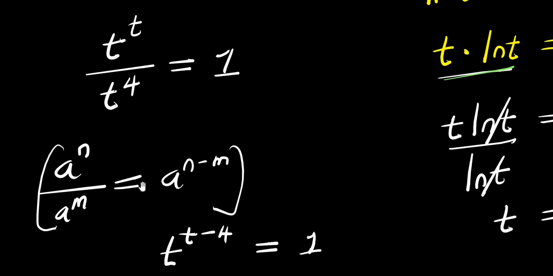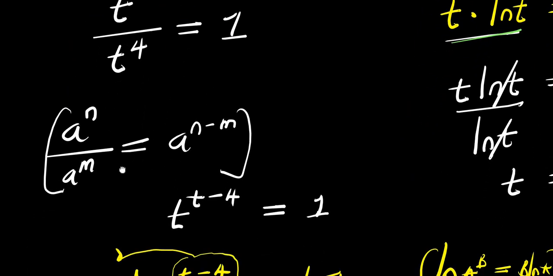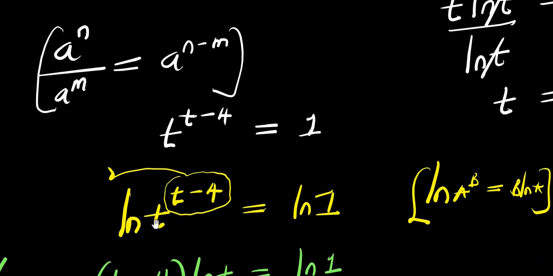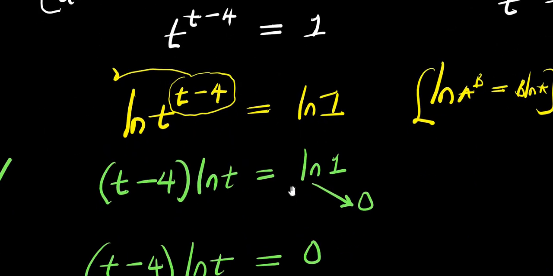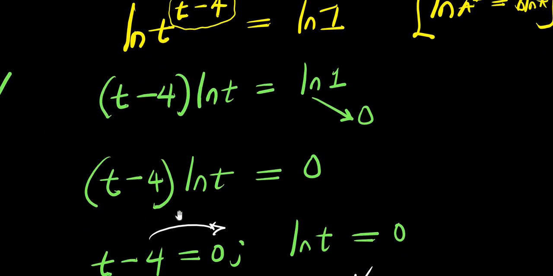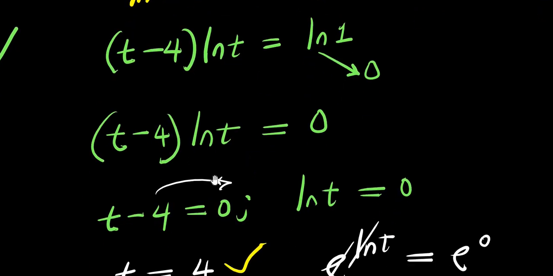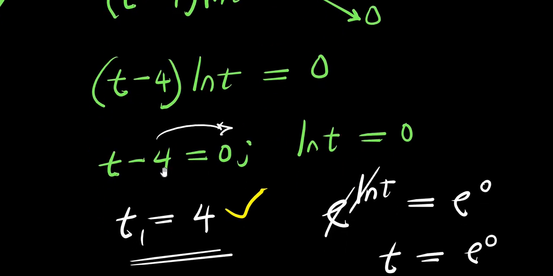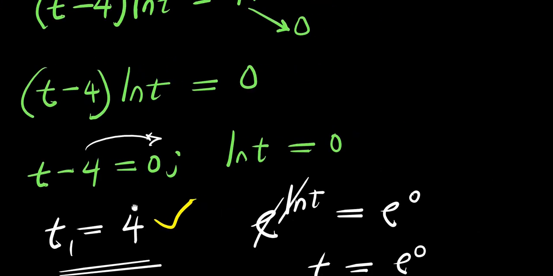Another method is by dividing by this t power 4. Then you consider this identity. Then you apply natural log on both sides. Remember, natural log of 1 is 0. So you can form two different equations. You have t minus 4 equals 0, and you have ln t equals 0. So you solve for t by moving negative 4 across the equality sign. It becomes positive 4. That's our t1.